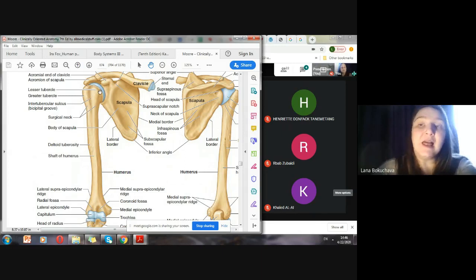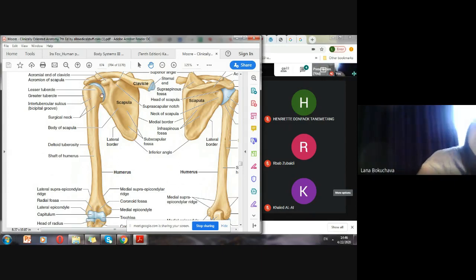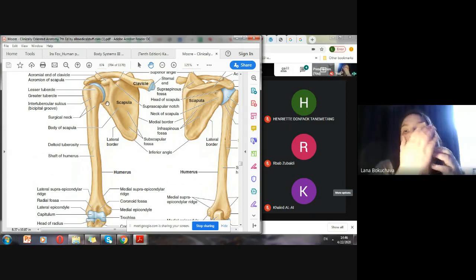In the proximal end, we have several important structures for the attachments of the ligaments as well as the muscles. So here we do have, as we said, the part of the head itself, and the head is spherical and covered by the cartilage for the articulation with the glenoid cavity.